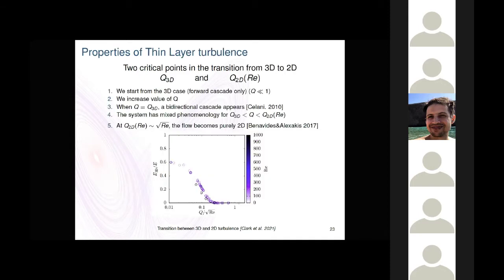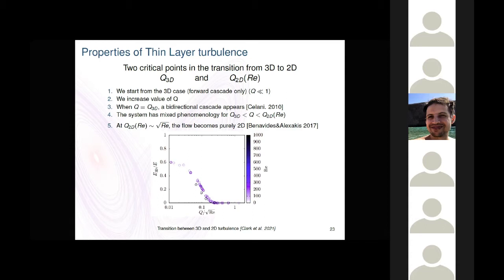So what has been observed in the past is that we start from a 3-dimensional cube, and when we start to vary this parameter Q, when we increase this parameter, we are closer to the 2-dimensional case. So at some point, an inverse cascade will show up. So we have a whole region where we have a mixed phenomenology. So we have some properties of 2-dimensional and some properties of 3-dimensional turbulence. So particularly between this Q3D and the Q2D, which are the two important transitions that this system suffers, we have a mixed cascade in 2 directions, a forward and an inverse cascade, typically of 2D.